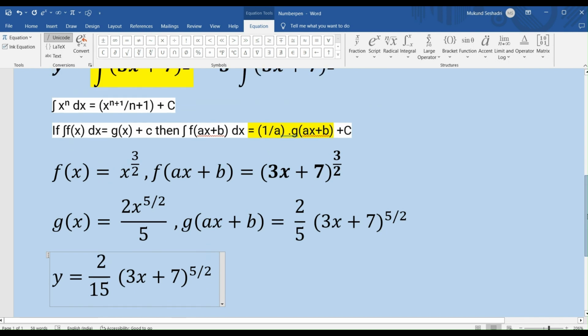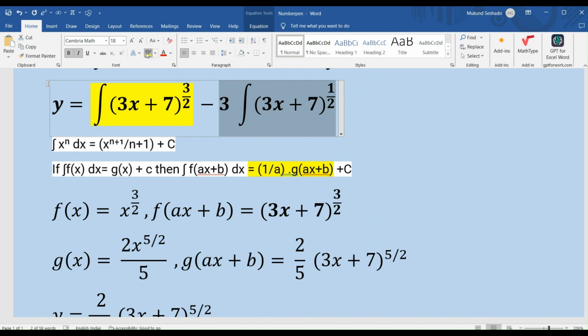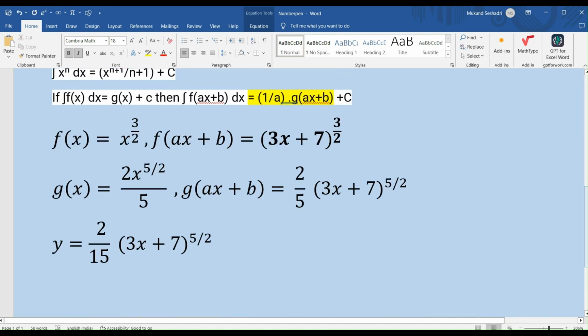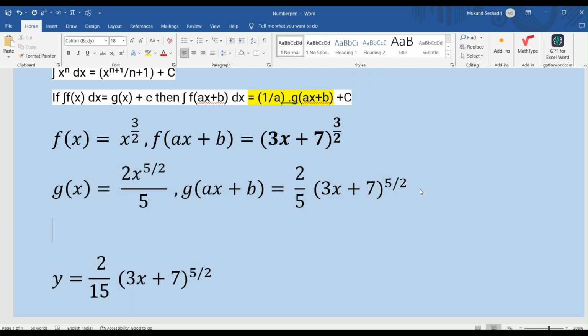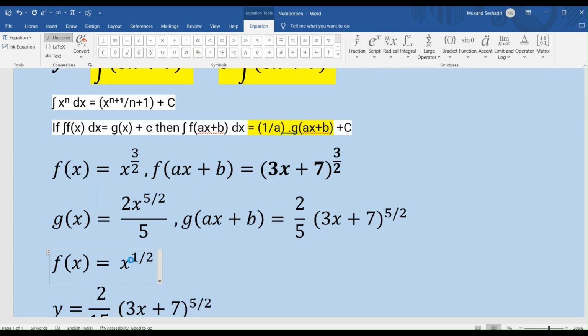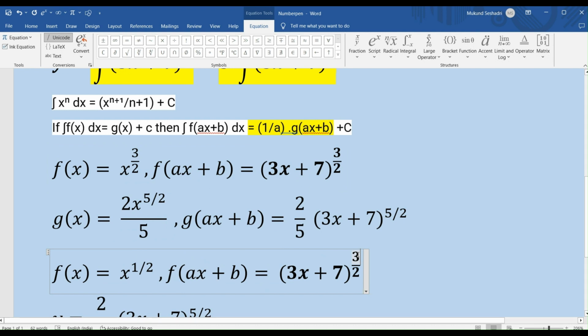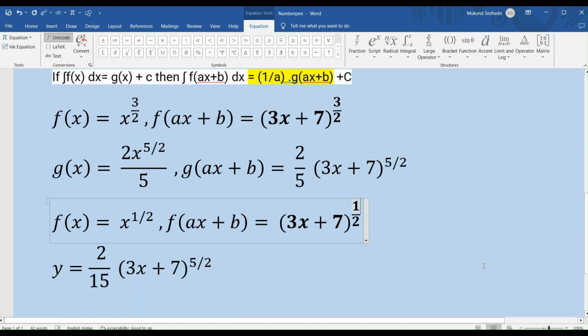Right. Now that we've solved for part 1, I'm going to jump to part 2, which is again very similar. So this time I have my f of x equals, I'm going to go to the next line here. My f of x equals x to the power half, right? And then my f of ax plus b is nothing but 3x plus 7, the whole power half. This is my f of ax plus b.